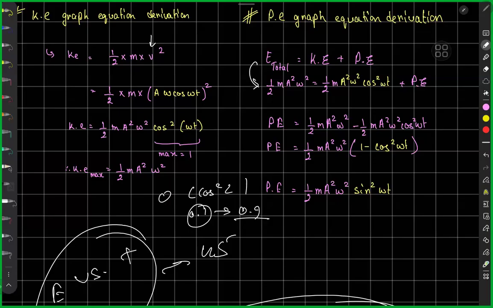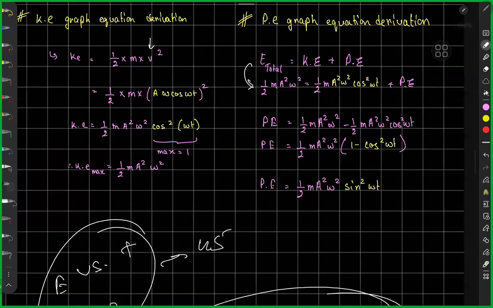When do we have the max? When cos square is 1. So I set cos square omega t as 1. And what do I get? The K max value, which is simply the amplitude. So half m v max square, because A omega is maximum velocity. We just defined that previously.